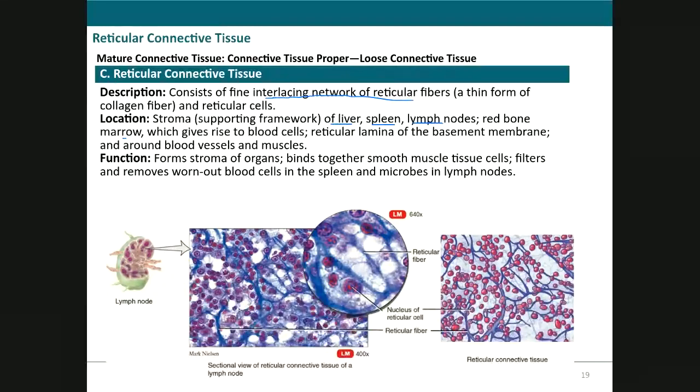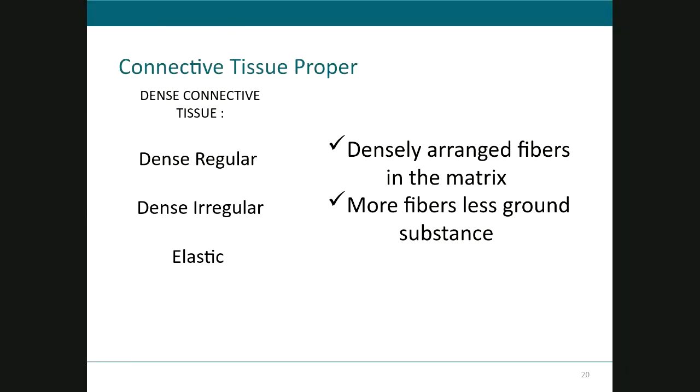That we just discussed. So the next type of connective tissue is the dense connective tissue. We just talked about loose, and dense has densely arranged fibers within the matrix, so there's less ground substance and more fibers in this type of connective tissue. And there are three kinds: dense regular connective tissue, dense irregular connective tissue, and elastic connective tissue.